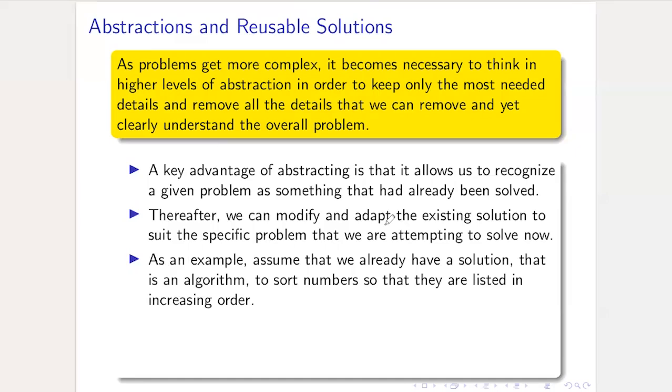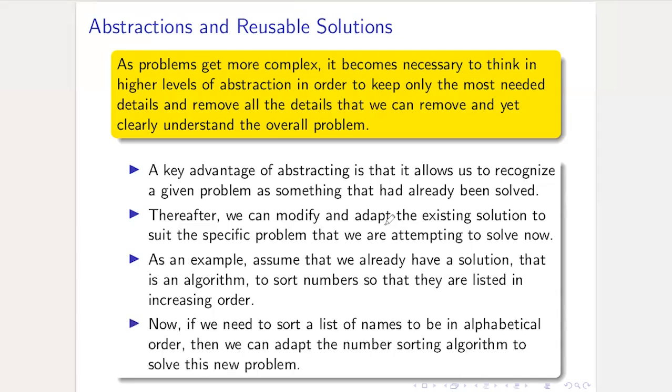So I have an example here. Suppose we have a solution, an algorithm to sort numbers so that they get listed in increasing order. Now, if we want to sort a different kind of data, say strings, that means names, for example, which you want to sort into alphabetical order, we can use the same algorithm. The only difference is, earlier we were using numeric data, now we will be using character data. Okay, so this abstraction has quite useful outcomes in that manner.